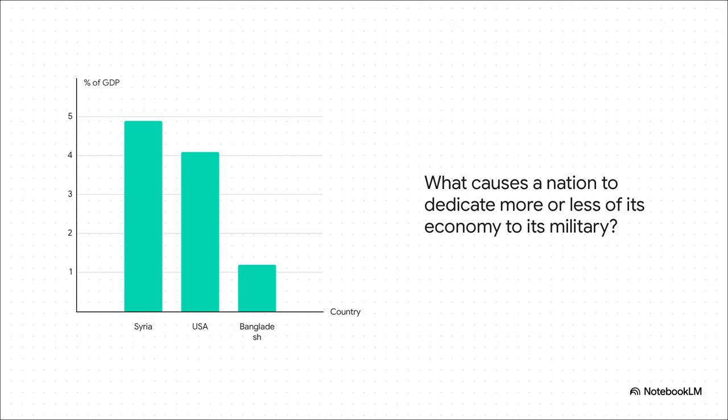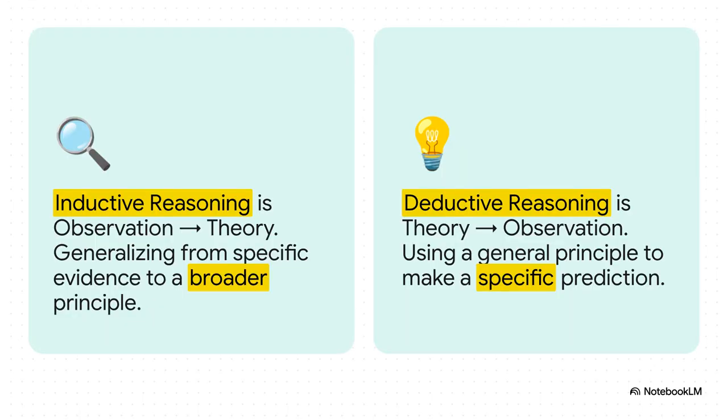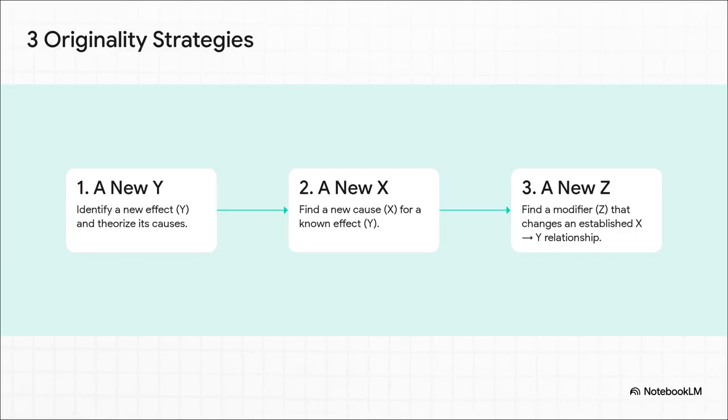And boom, just like that, you have the seed of a theory. Now, once you have that question, you can basically take one of 2 paths. You can go the inductive route, that's kind of bottom up, where you start with specific observations and build up to a general idea. Or you can go deductive, top down, where you start with a big general principle and use it to make a specific prediction that you can then test.